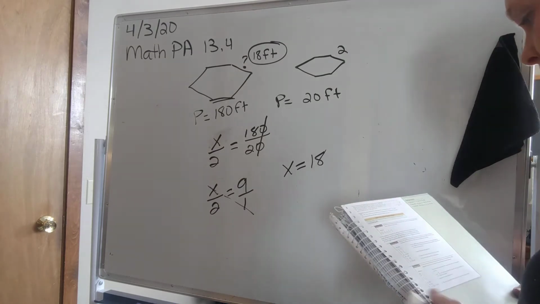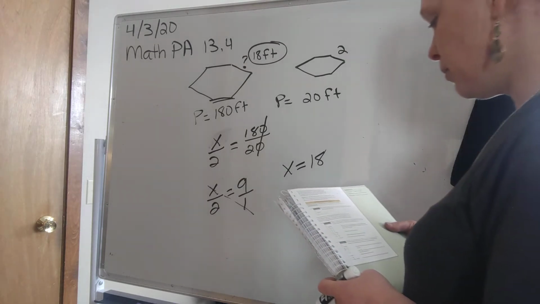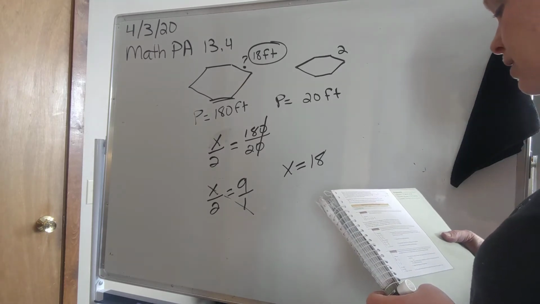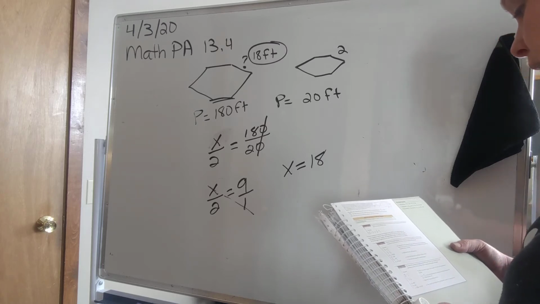All right. So now we're going to look at the ratio of areas of similar polygons. Okay? So let's look at example 3. It says the first two regular pentagons.